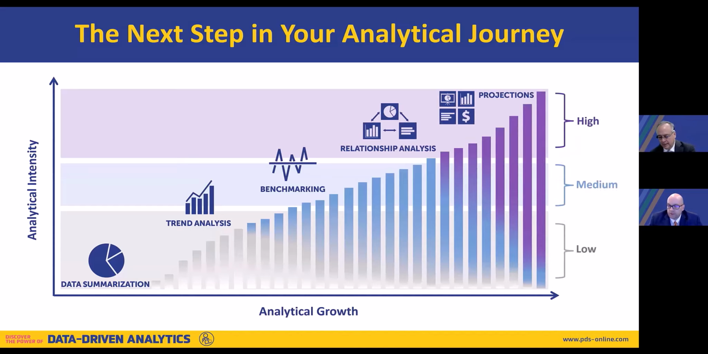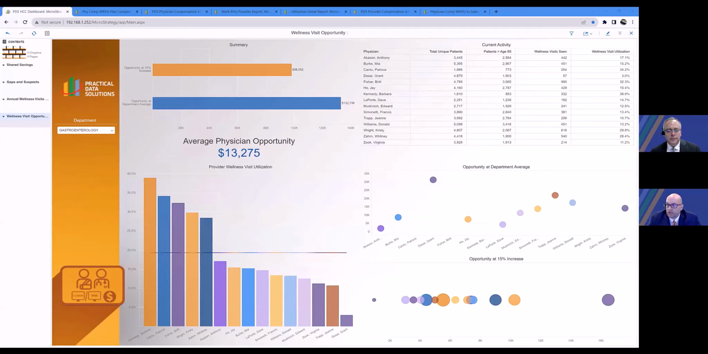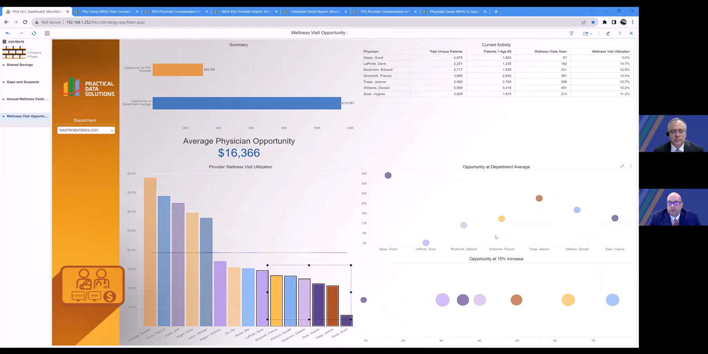As we've been doing this webinar series, we've talked about this all the time, about achieving the highest levels of analytical intensity. And that highest level is projections, like you talked about, where we can utilize what we've done before with our data summarizations and trends and benchmarks. We can add some other metrics in, and we can start projecting what would happen if X metric were to be improved.